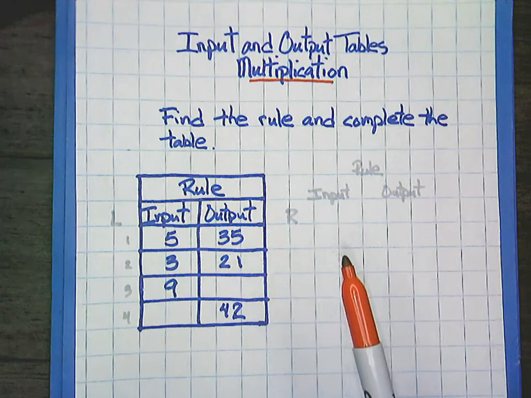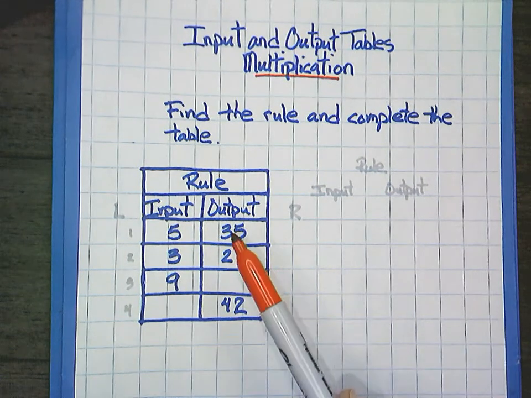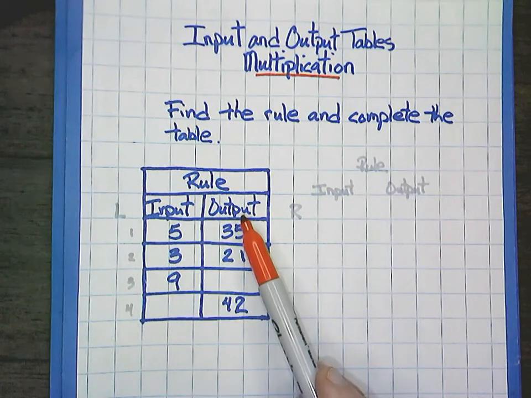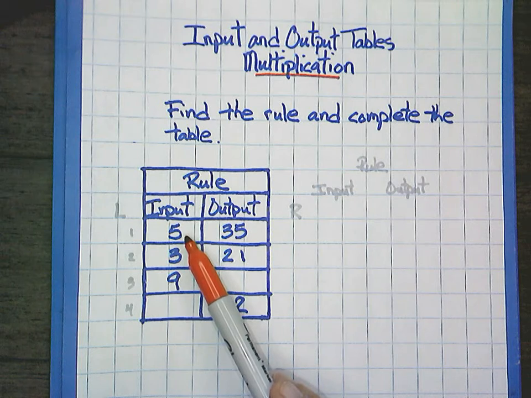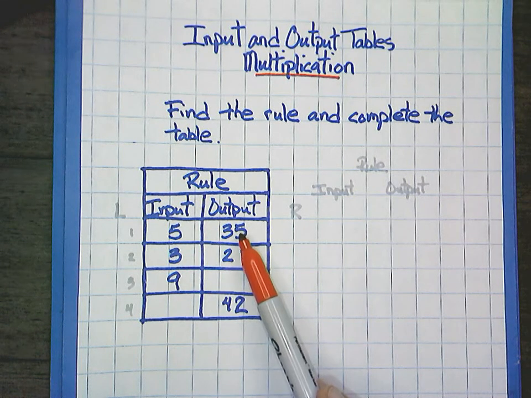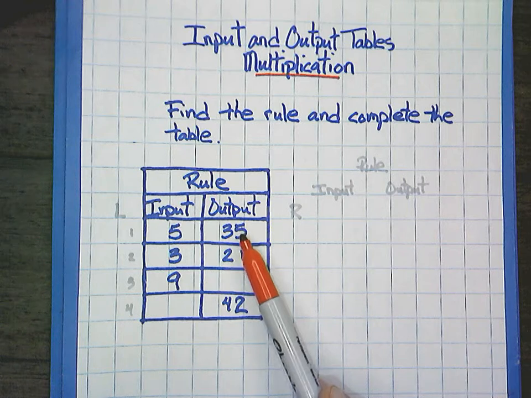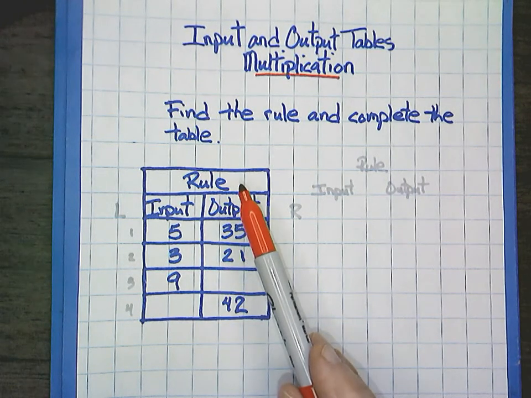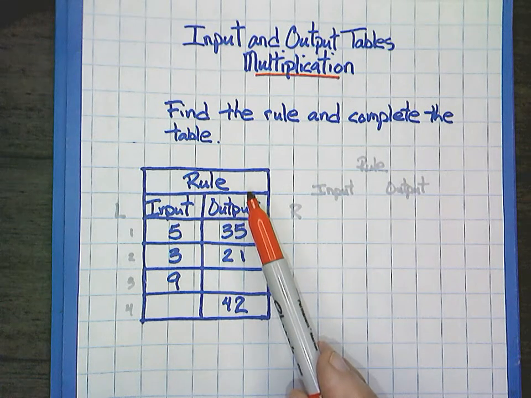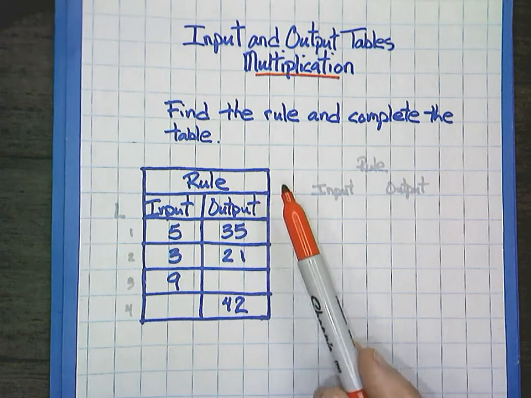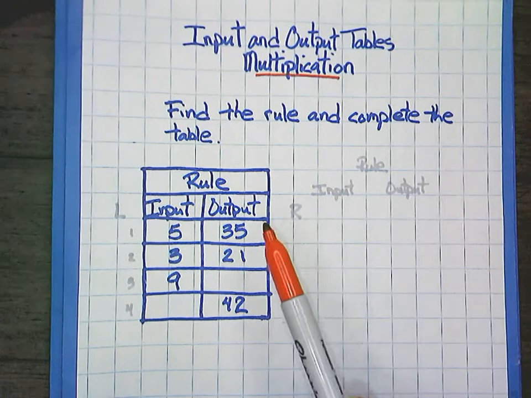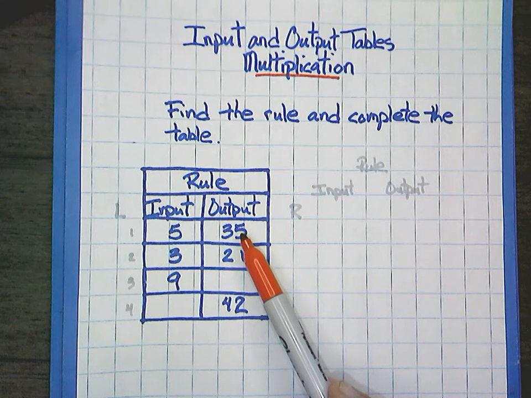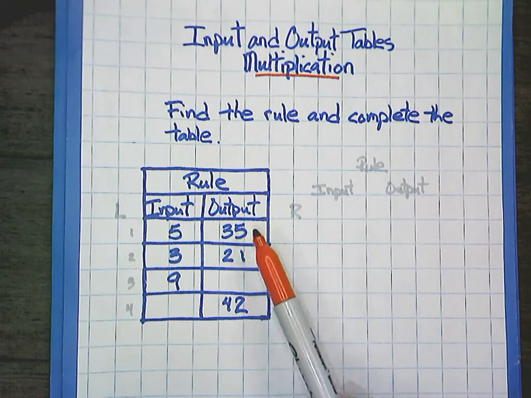So the first thing we do when we are using an input-output table is that we look at our input and compare it to the output. When I start with my first one, I see that I'm comparing 5 and 35, and it's more. And I can see that this is a pattern of more. So for the rule, I have to decide if it's going to be adding, subtracting, multiplying, or dividing. And if it's going to be more, which is the case here, it's either going to be addition or multiplication.